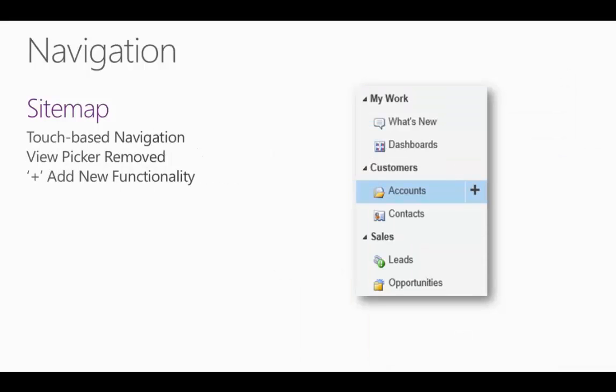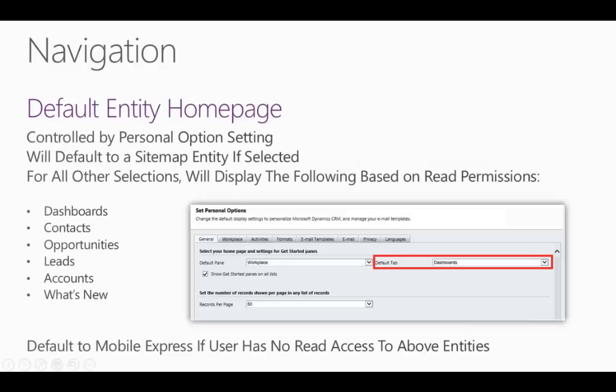To navigate the sitemap, you may simply touch the icon or text of the desired entity navigation link. In the traditional web client experience, a view picker appears to the right of the entity navigation link. However, this functionality has been removed and replaced with a plus sign. When the plus sign is touched, a new record form will appear for the selected entity. Although the view picker has been removed, it is still possible to change views from within the grid, as found in the traditional web client experience.